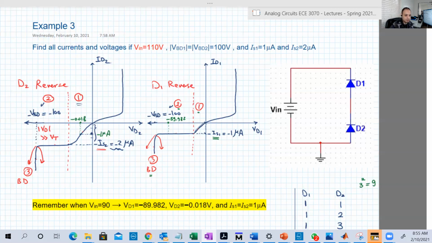VT. So when you do exponential minus 10 divided by 0.018, this will give you around 0. So we will go into region 2. So it looks like the correct guess here is that D1 is in breakdown and D2 in region 2. So D1 in breakdown, which means region 3, and D2 in region 2.